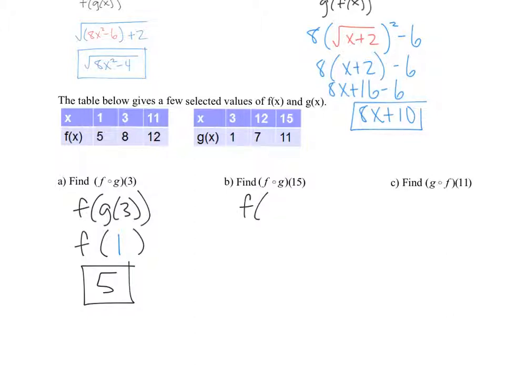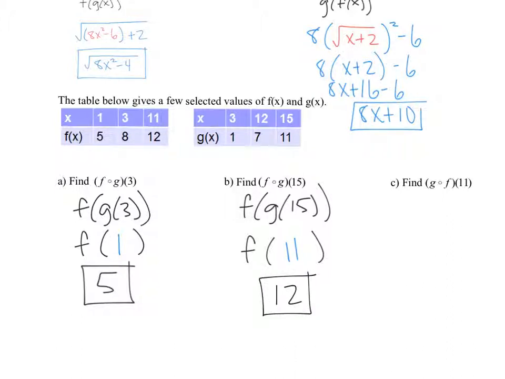Letter B is f of g of 15. That tells you to start at g of 15. So find the x value of 15. What is the g answer? So here's the g. An x value of 15 takes me to 11. So I'm doing f of 11. So now that answer, the 11, gets plugged into the f function. Here's 11 for the f. That answer is 12. So it kind of bounces you around.